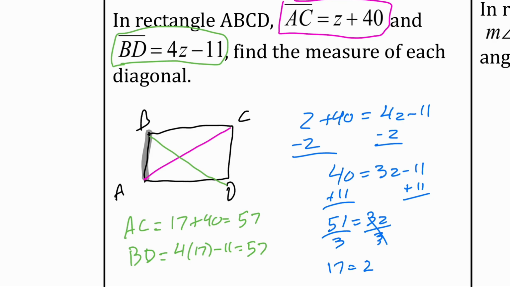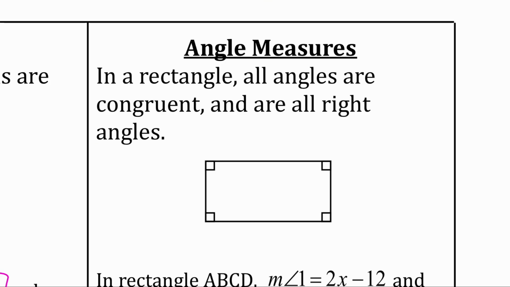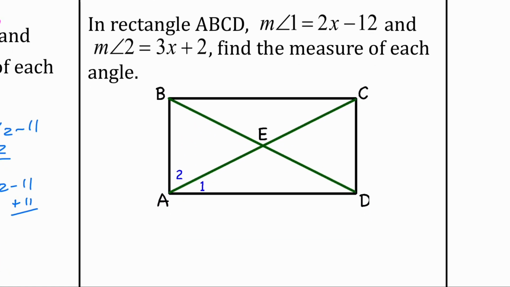All right, now our other property that we're taking a look at today for rectangles is that all angles are right angles, which means all angles are 90 degrees. That's, again, probably the most well-known property of a rectangle. Now, in the rectangle below, we have ABCD. We know that angle 1 is 2x minus 12, and angle 2 is 3x plus 2. Our goal is to find the measure of each of these two angles. Now, the important thing for us is to know the relationship between these two angles.